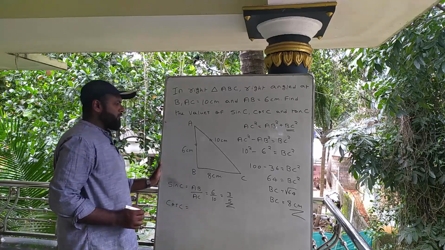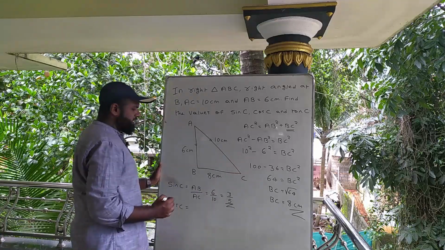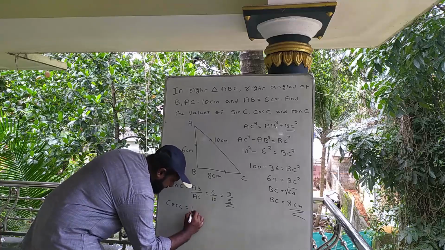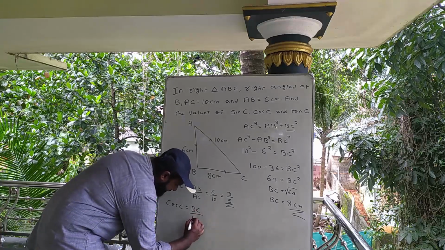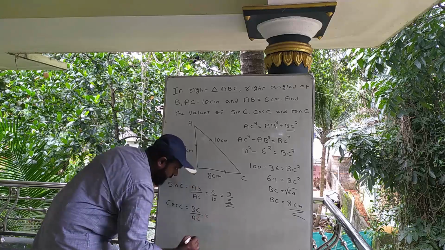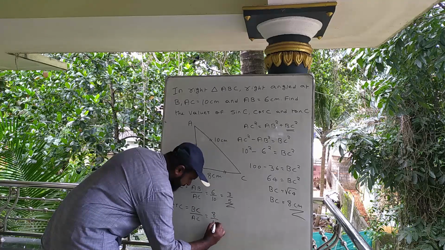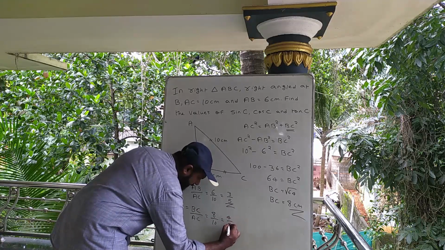Cos C equal to adjacent side of C by hypotenuse. What is adjacent side of C? That is BC. So, BC by hypotenuse AC equal to 8 by 10, that is equal to 4 by 5.